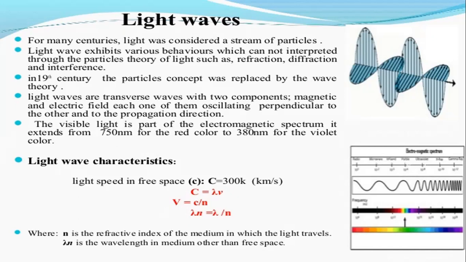Here small n is taken as the refractive index of the medium in which the light travels, and lambda n is the wavelength in a medium other than the free space, that is v is equal to c by n. c is the free space light speed and n is the refractive index of the medium.